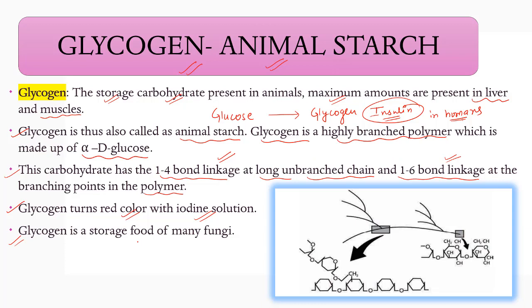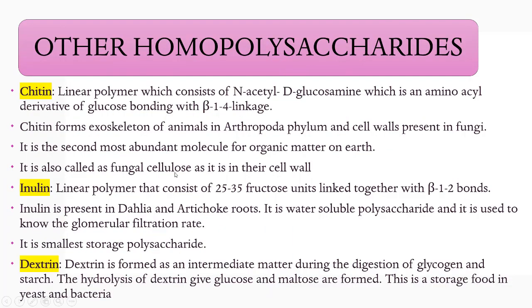Glycogen is a storage food of many fungi. They store food in the form of glycogen. Understood? Now coming to the next slide, homopolysaccharides. Cellulose, starch, glycogen, they all are homopolysaccharides as they are made up of the same monomeric unit. The monomeric unit is the same, that is glucose.